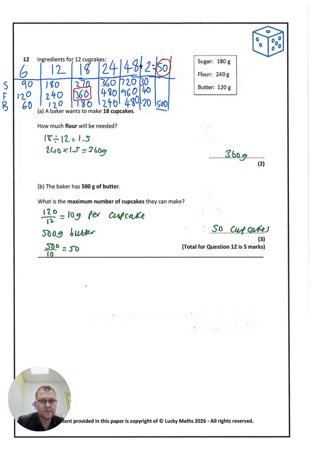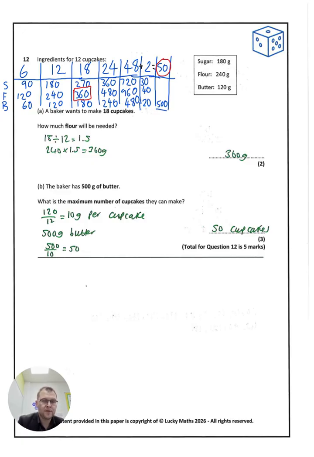Okay, recipes. When you're working with recipes, again, I think the ratio table is a very good tool to use, again, for doubling and halving. And with 12 cupcakes, if you half it, you get 6. 12 plus 6 will make 18.